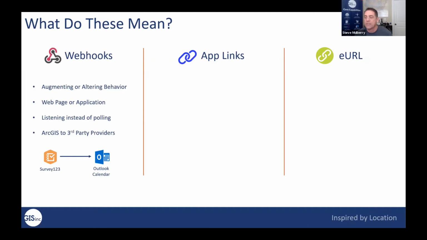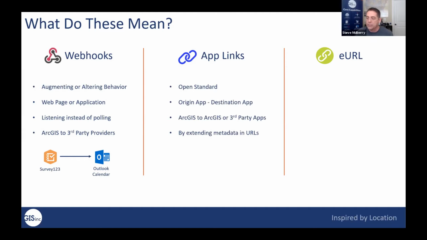Now, application links is sort of an open standard between, well, I guess webhooks is also an open standard too, but think of application links as a way to communicate between native applications running on your smartphone. So you have an origin or a starting application that talks to a destination application. Again, that could be within the ArcGIS ecosystem or third-party applications. And this is done by extending the metadata that is a part of a URL.